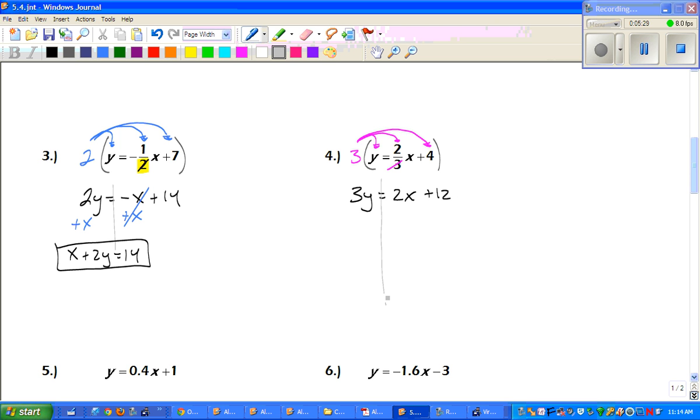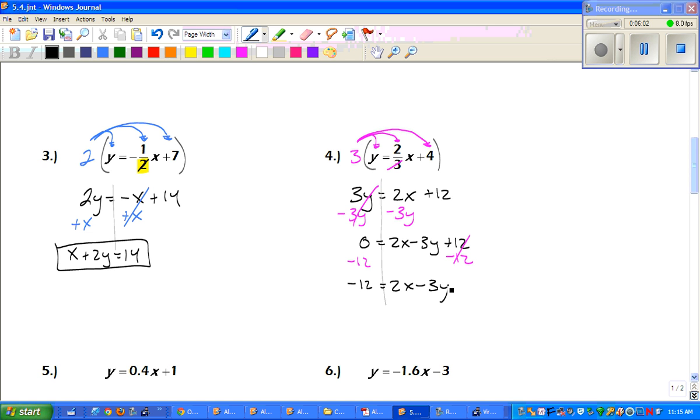All right, so we got to get everything up, the x and the y on the same side. X is positive, so we're going to move the y. We get 0 equals 2x minus 3y plus 12. We got to get the 12 on the other side. And you get negative 12 equals 2x minus 3y. Okay?